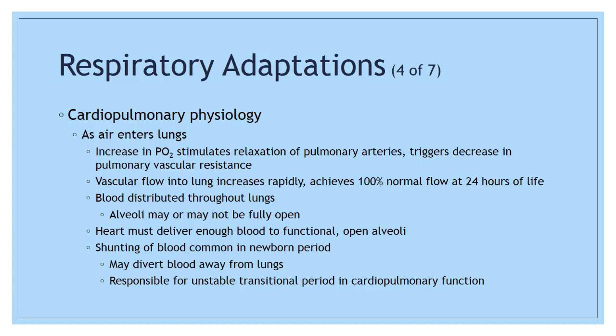Shunting of the blood is really common still in the newborn period, so it may divert away from the lungs, especially if pulmonary vascular resistance does not decrease. And if this happens, it can be responsible for an unstable transitional period and respiratory function in the baby. So we have to watch them very closely, particularly, and think about this from a nursing assessment standpoint.